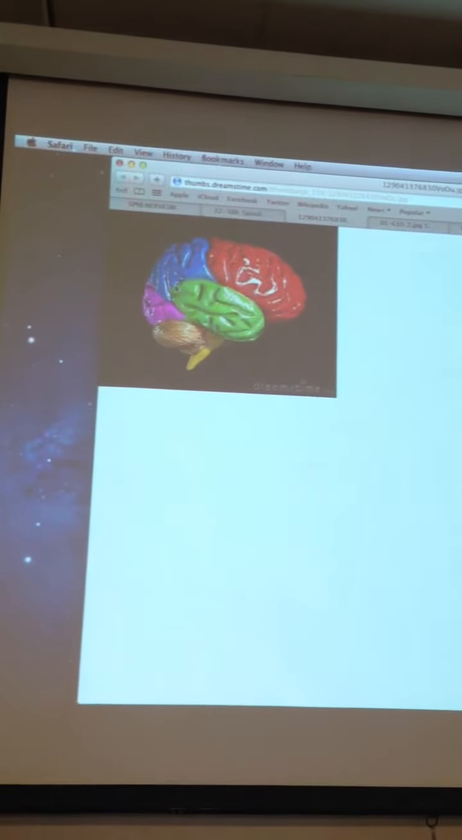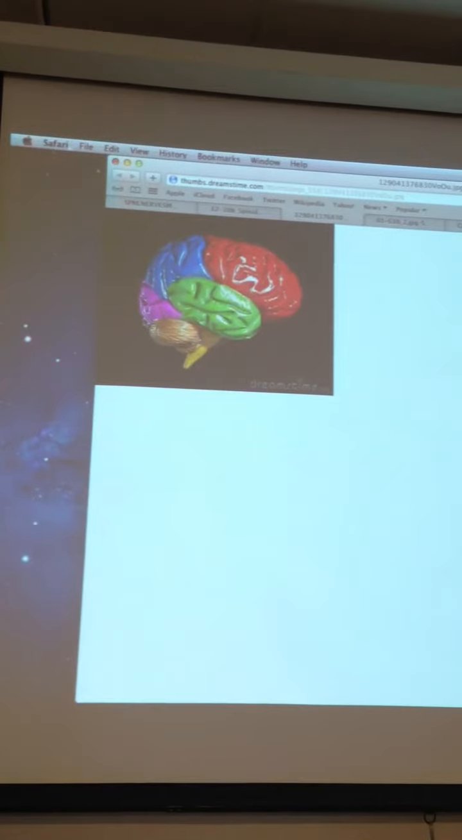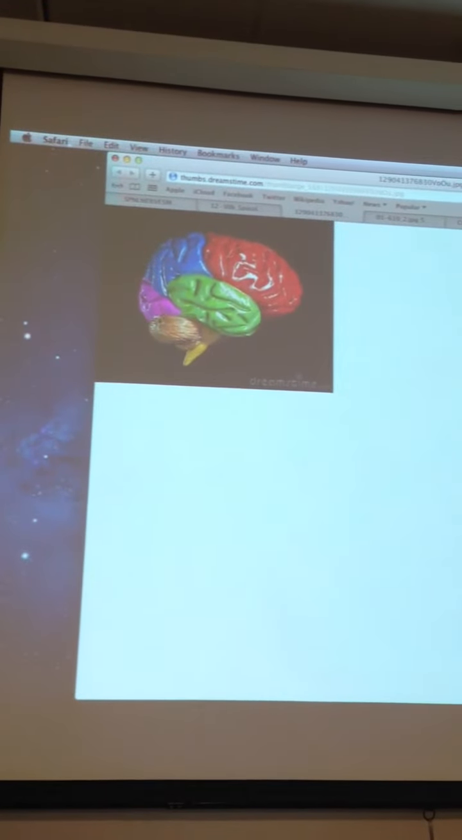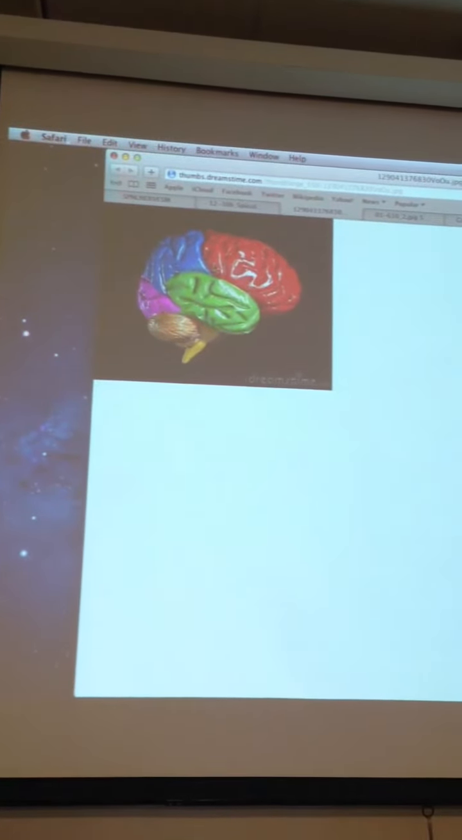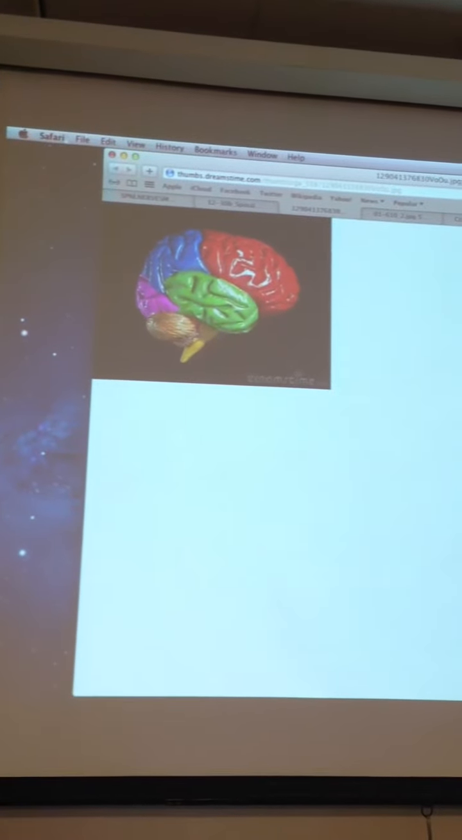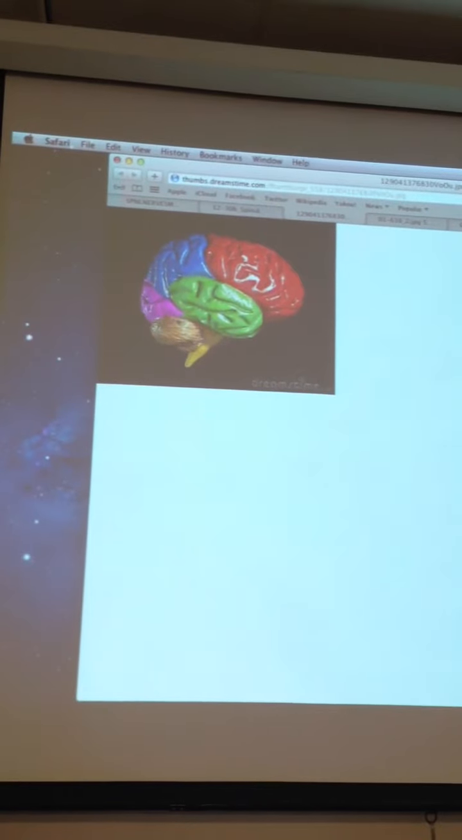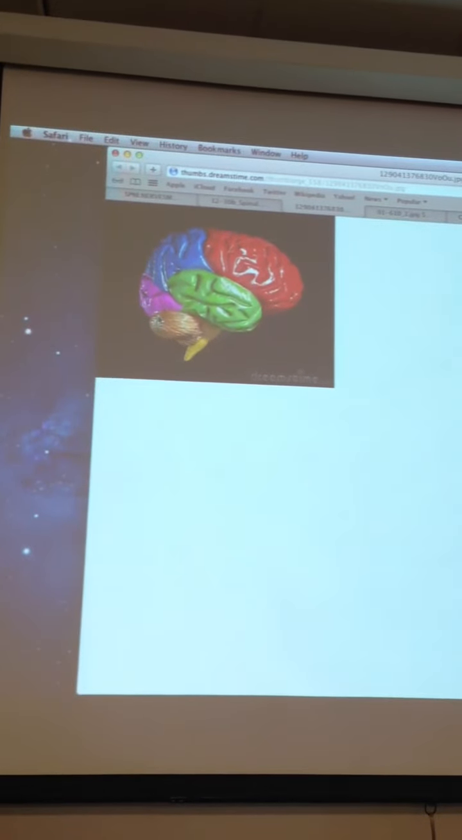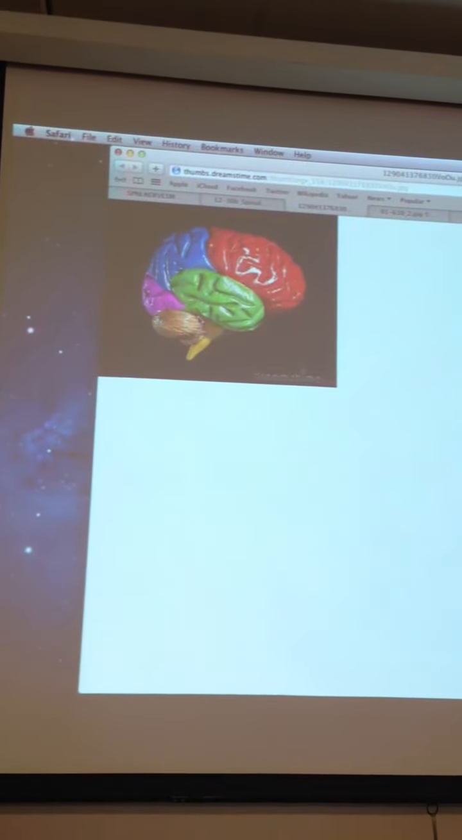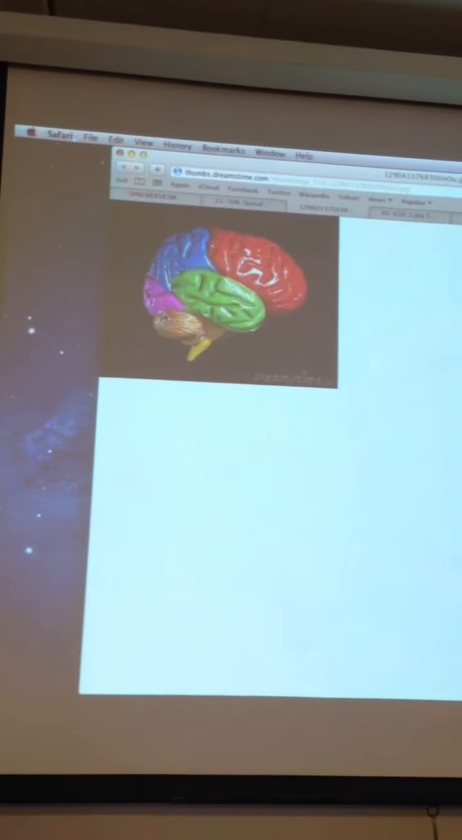Alright, then we have the transverse fissure. The transverse fissure separates the cerebrum, which is all of this with the gyrus and sulcus, from the cerebellum, which is this little guy that I pointed out. So the line right there near the occipital and temporal lobes, that would be the transverse fissure. Okay, and you'd be able to see that on the posterior side and on the lateral sides of the brain.